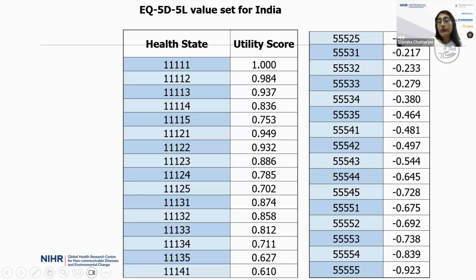And as you can see, if someone says 55555, that means in all 5 directions the person is saying I'm extremely bad, which is minus 923, which means absolutely towards death. It's minus and below 0, towards a very bad situation. That means the person is saying that the quality of life is terrible. And this 11111 person is saying that I'm perfectly fine. I hope you got it.